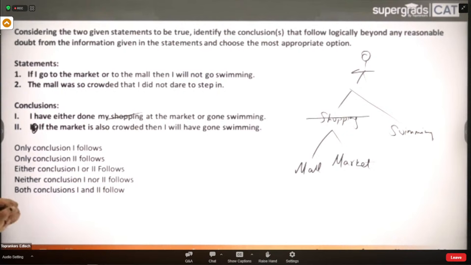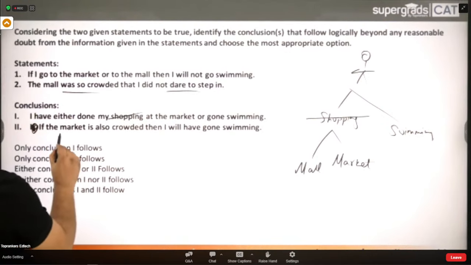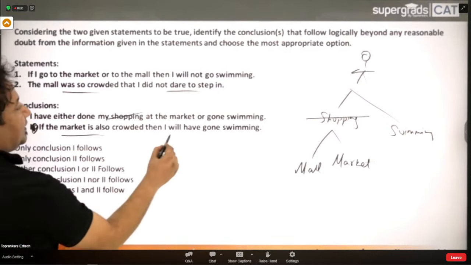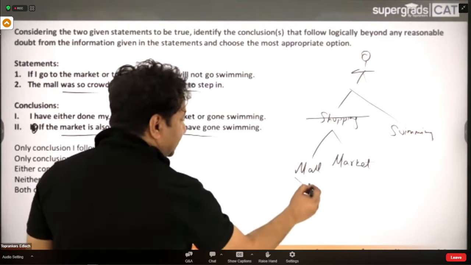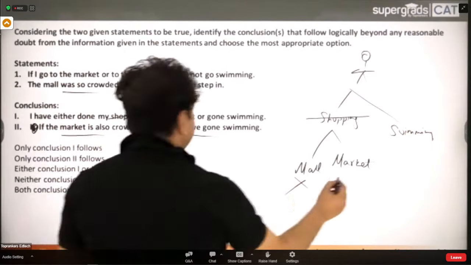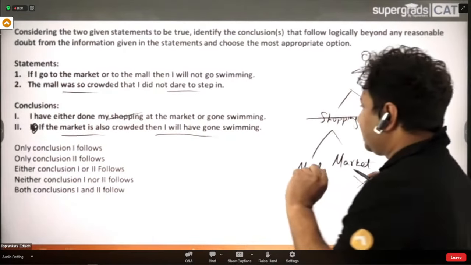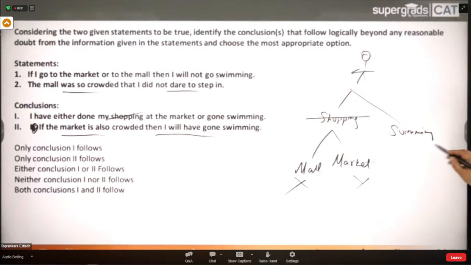If the market is also crowded, then I will have gone swimming. The mall was crowded, that is true. He did not step in. If the market is also crowded, then I will have gone swimming. This is absolutely right, because the mall option was already cancelled. That was the truth from the statement. The market is from the conclusion. This is also crowded, so I will have gone swimming. Swimming will be true, so conclusion two follows. Yes or no? This is what Gaurav says. I am playing with you.